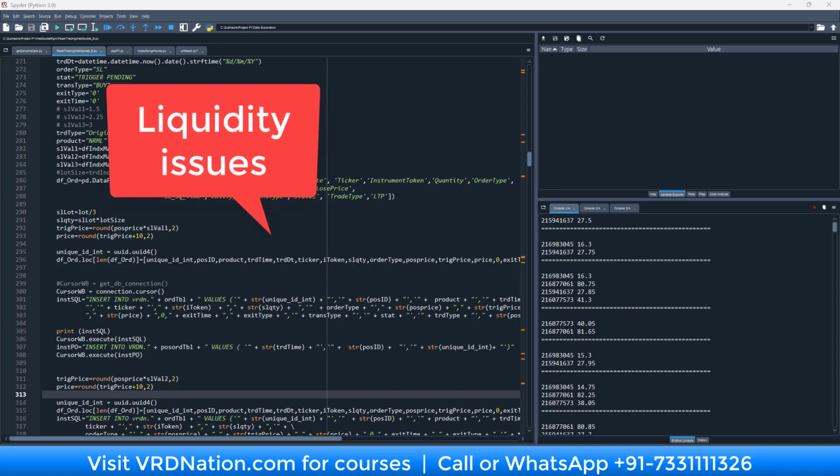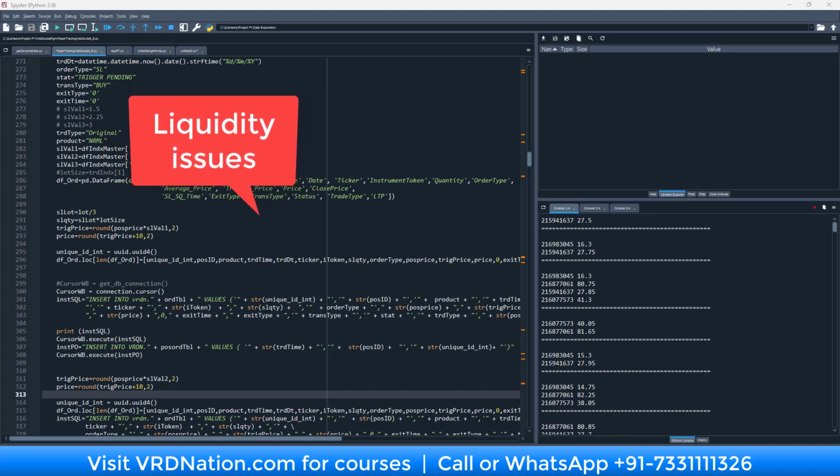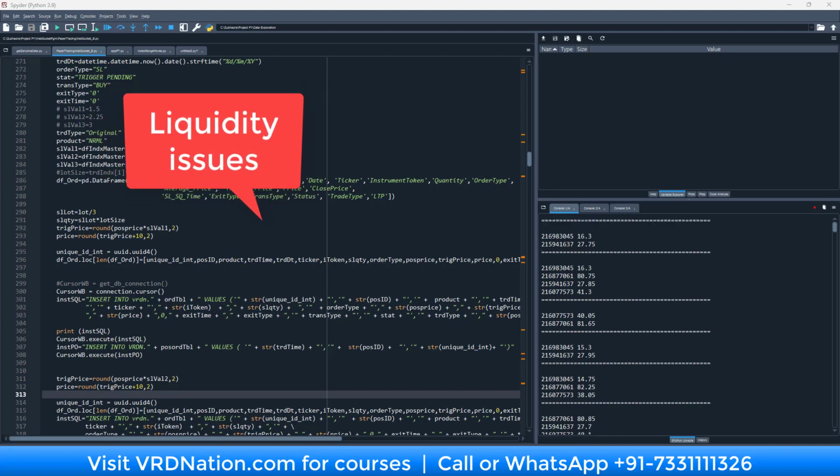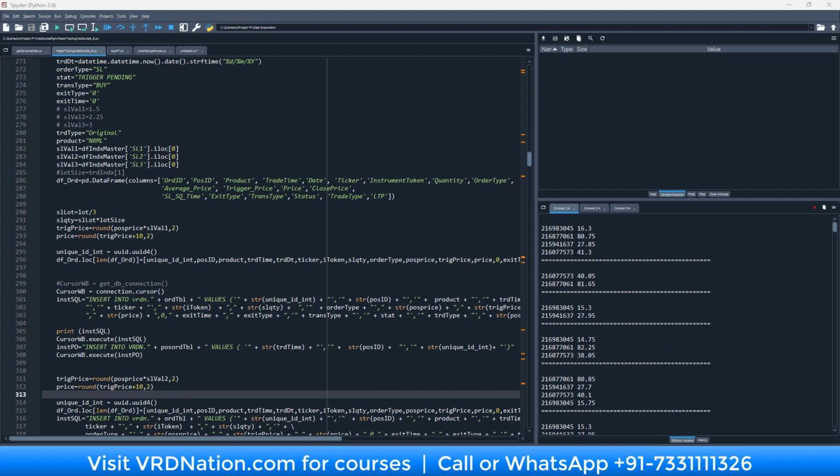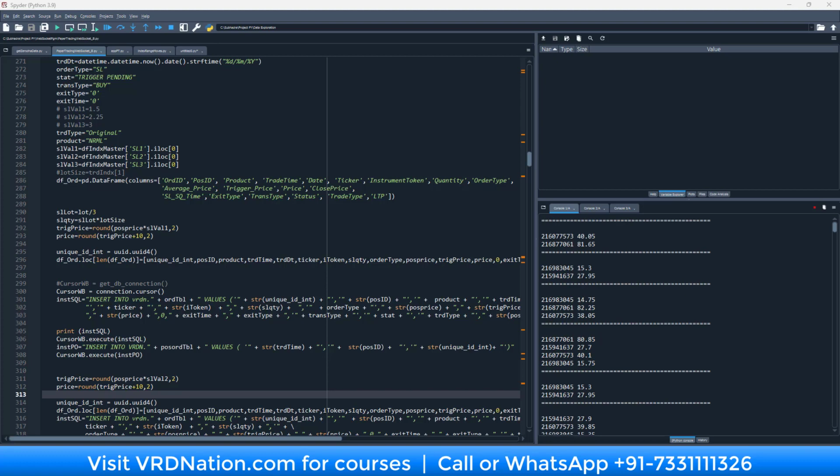Third thing is liquidity issue. So if your strategy relies on, let's say, deep in the money options or sometimes even out of money options, and there is not enough liquidity on those options, that will get reflected only in the real life testing, not in the back testing, right?